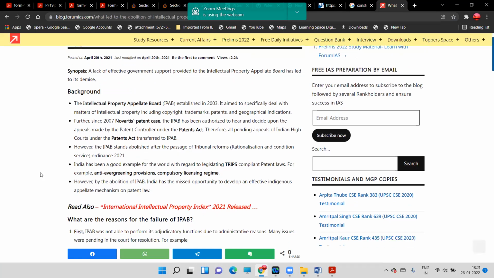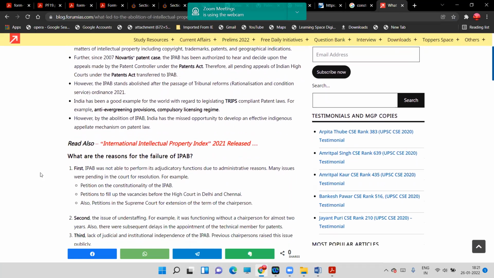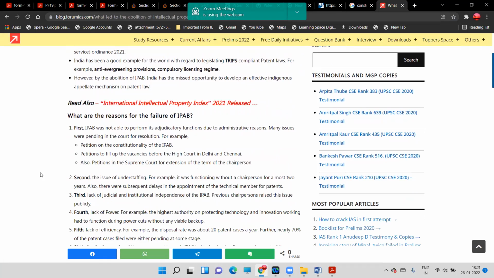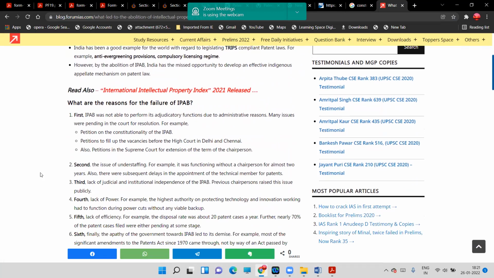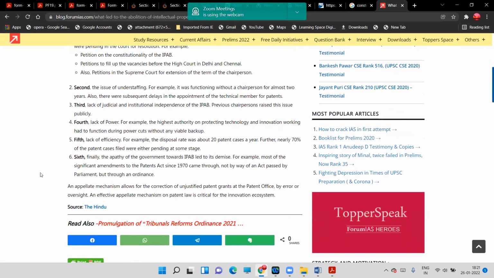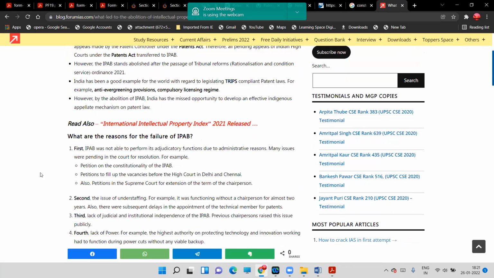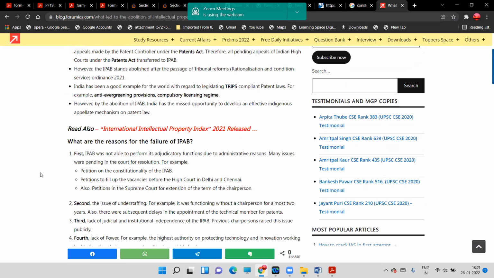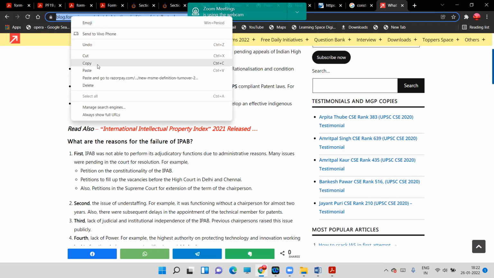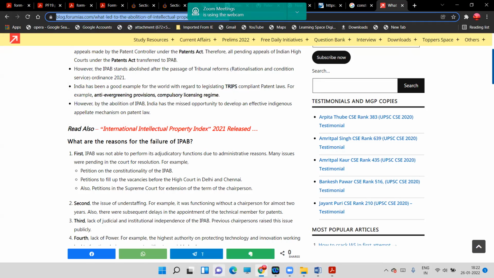ये वाला आर्टिकल पढ़ लो आप. So, Ma'am, please share the link of this article. But this does not came into effect as of today, right? At least for this year.